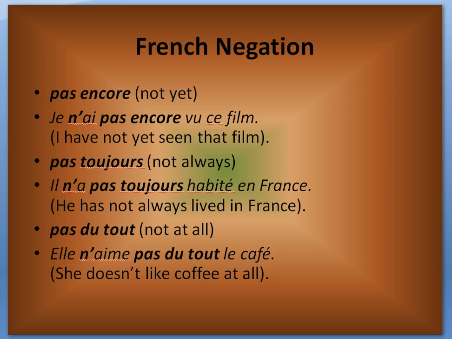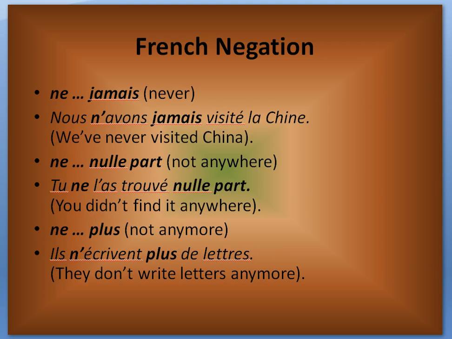Pas toujours. Il n'a pas toujours habité en France. Pas du tout. Elle n'aime pas du tout le café. Everywhere you can see the position is mostly the same. Ne comes before the verb, and after the verb comes the remaining part of the adverb. These adverbs do not have pas.